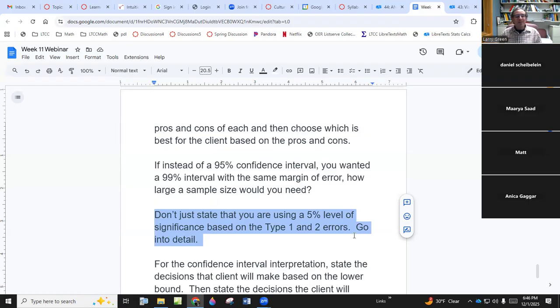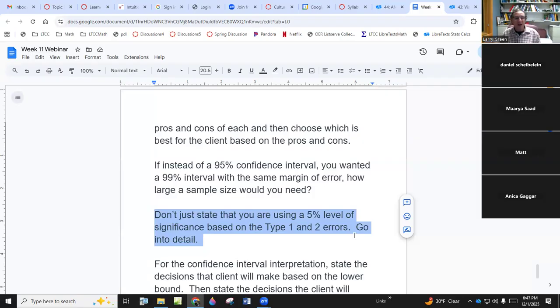Do not just write, oh, a type 1 error means that you rejected the null hypothesis when it wasn't true. That's general. Talk about how it's going to hurt the client. Don't just write it in generality. Make sure you talk about the client's needs. The entire project should be written for the client and the client's needs and the decision the client is going to make throughout.